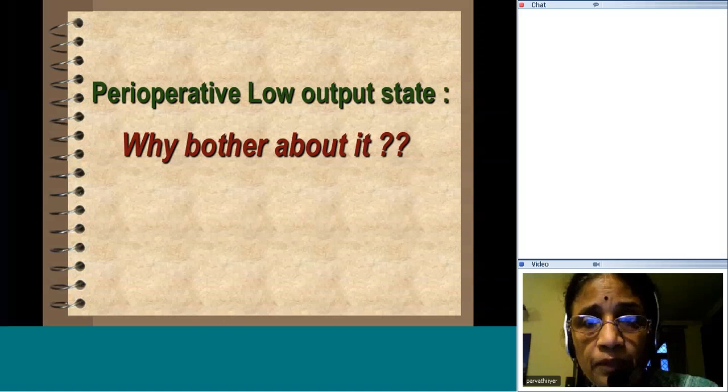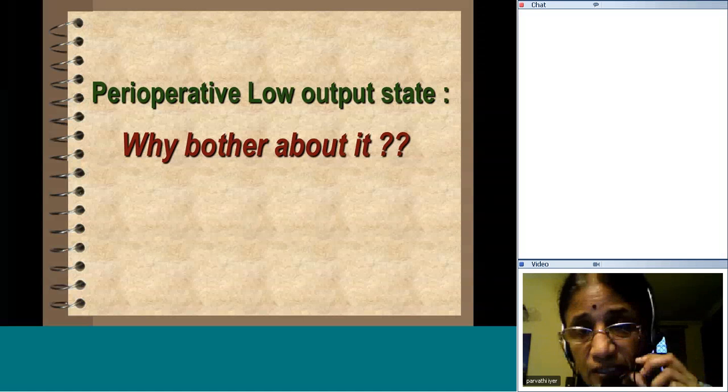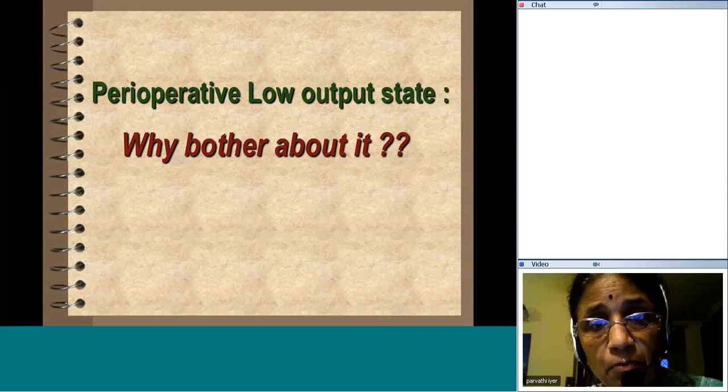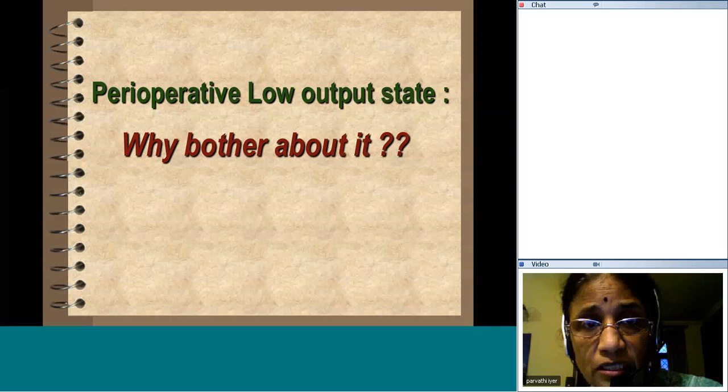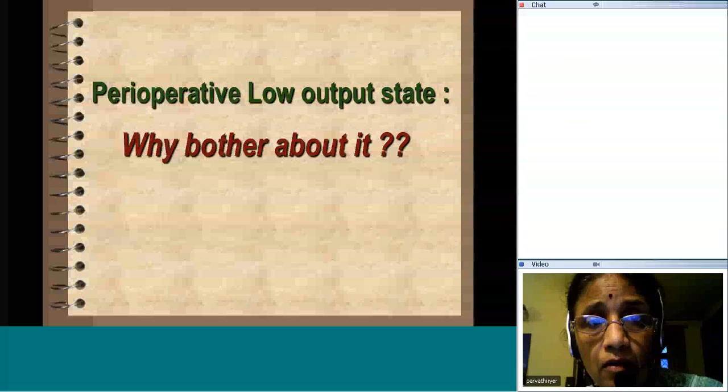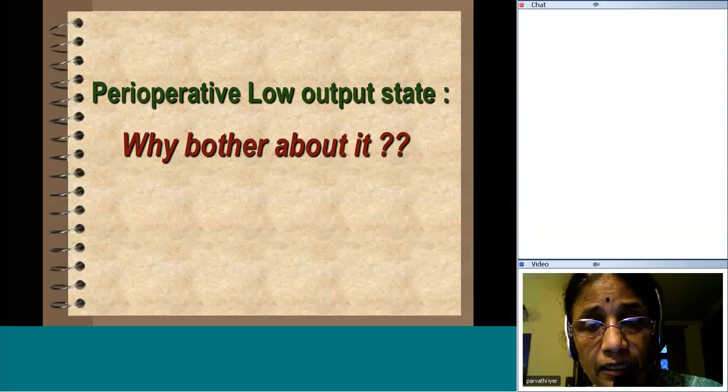I will be covering perioperative low cardiac output state in two parts. Today, the focus will be a little bit on diagnosis of evolving low output state as well as some of the surgical aspects of low output state. On Thursday, I'll speak more on the medical management of low cardiac output state.